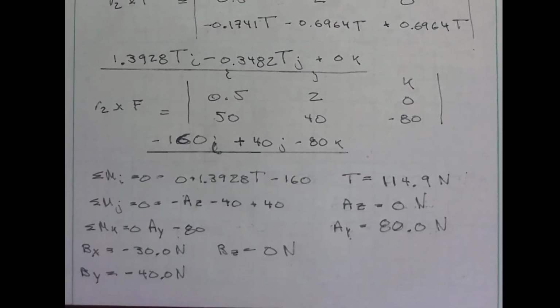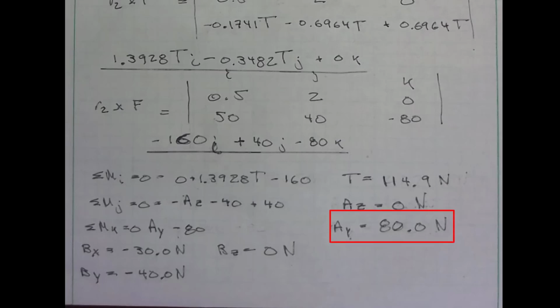We'll then do a summation of the moments around i, or in X, and we get 0. We're just adding these numbers up: 0 plus 1.3928 T minus 60. We can then use that to solve for T, the unknown there, and we get 114.9 newtons. Then the summation of the moments around j, we get minus Az minus 40 plus 40, and that results in Az being 0. Then we do the summation of moments in k, or in this case Z, and that's Ay minus 80, and Ay is equal to 80 newtons.